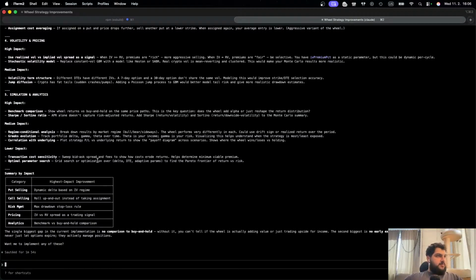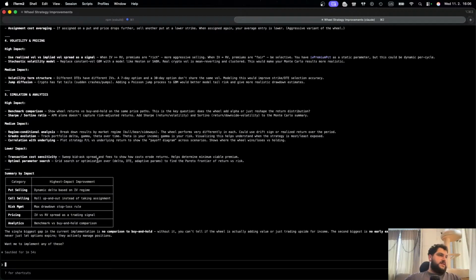Risk management: max drawdown, stop loss rule. And pricing: IV versus RV spread as a trading signal. And analytics: benchmark versus buy and hold comparison.